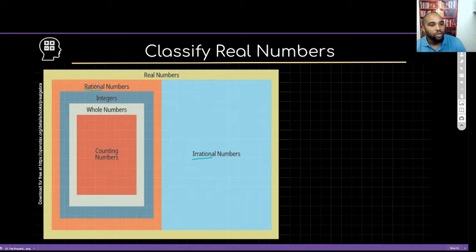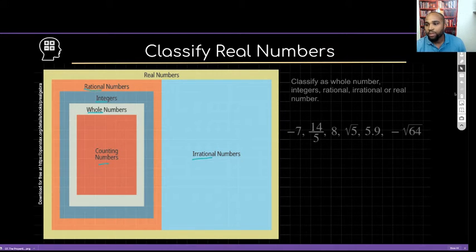And within those rational numbers, some of those rational numbers are integers. Some of those integers are whole numbers, and some of those whole numbers are counting numbers. So all counting numbers are whole numbers, all whole numbers are integers, and so on. We can keep on going out. So let's kind of practice here. I'm going to put up some numbers, and I want you to tell me where does this number go.